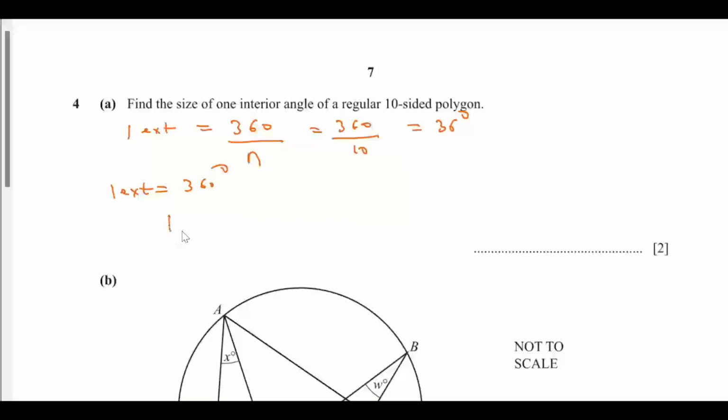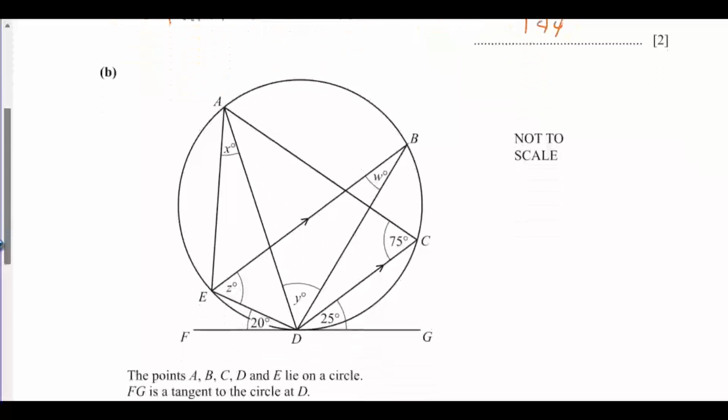And we know that one interior angle add one exterior angle should be equal to 180 degrees because they will be on a straight line. So that means one interior angle now will be equal to 180 degrees subtract 36 degrees. Okay, so that will give us 144 degrees. So let's go to part B.